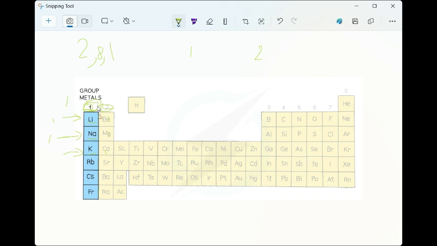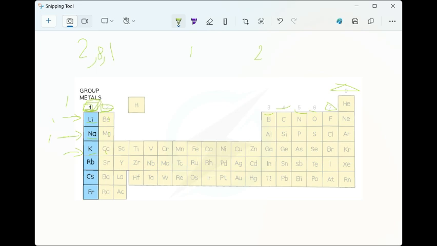But honestly, you don't need to worry about group 2 or 3 or 4 or 5 or 6. The only ones you care about are 1, 7, and 0. That's the only ones we'll be talking about. And naturally, we should start with group 1, right? The point is, group 1, what you need to know.